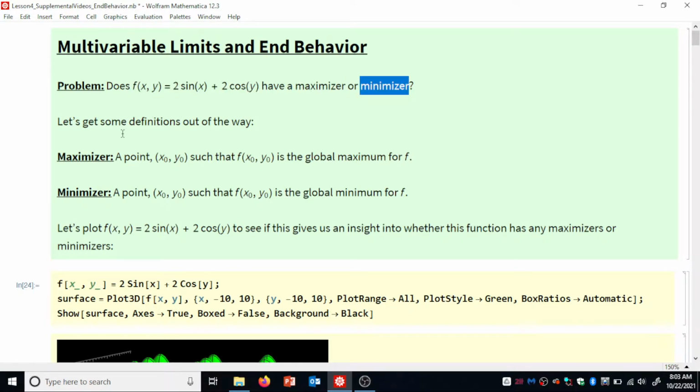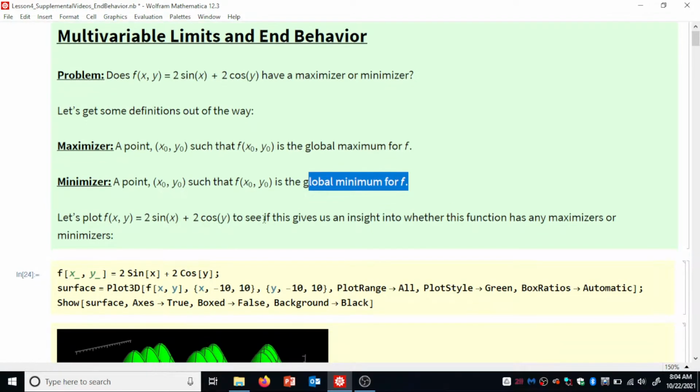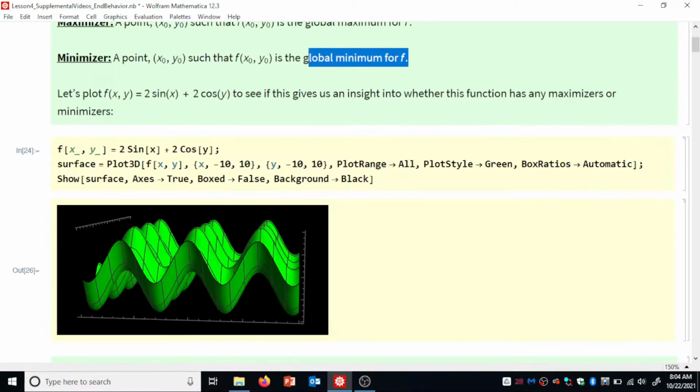And so first, we should probably define what a maximizer is. A maximizer is an ordered pair x naught, y naught, such that f of x naught, y naught is the global maximum value for f. Similarly, for a minimizer, ordered pair x naught, y naught, such that f of x naught, y naught is the global minimum value for f. So let's plot this function out and see what it looks like.